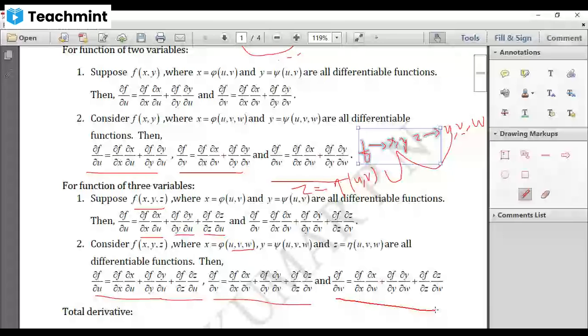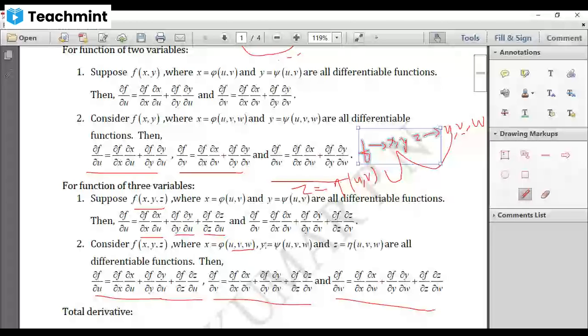So this is how you have to differentiate, depending on the number of variables in the given function as well as the number of independent variables. Depending on that, you have to differentiate and apply the corresponding chain rule. All right? Let's move on to the next one.